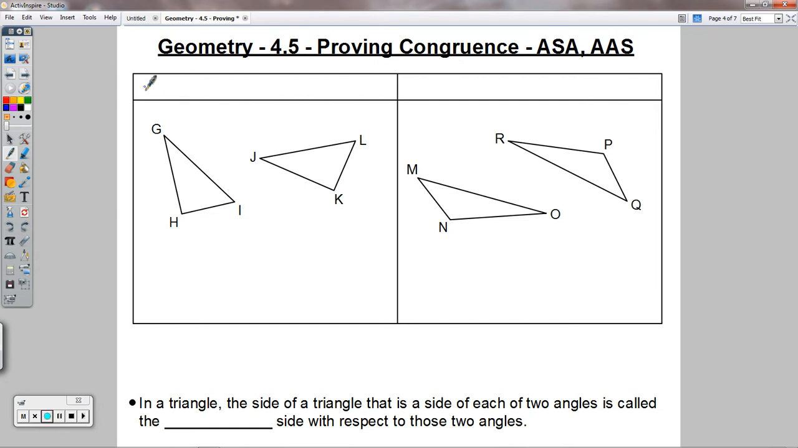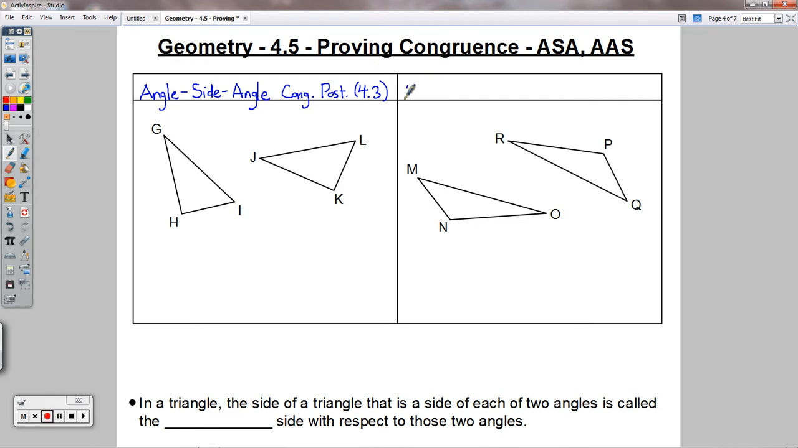So let's get started by filling in these two boxes up here. First off, angle, side, angle. And this one is another postulate. It's a congruence postulate. We'll abbreviate those things like this. This is the third postulate in this chapter, so it's 4.3 for chapter 4, third postulate.